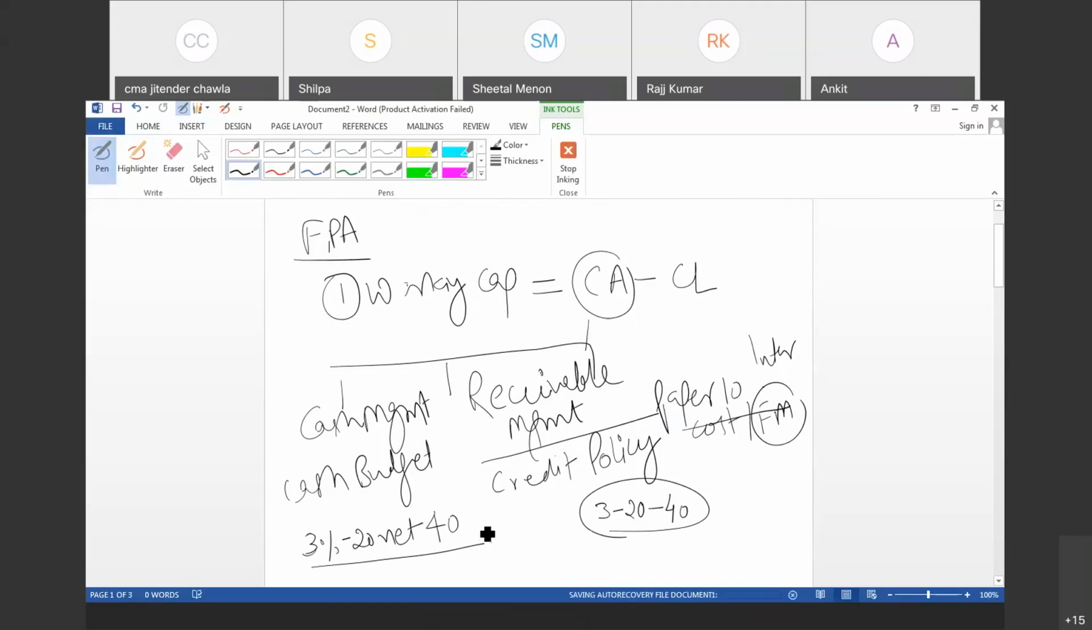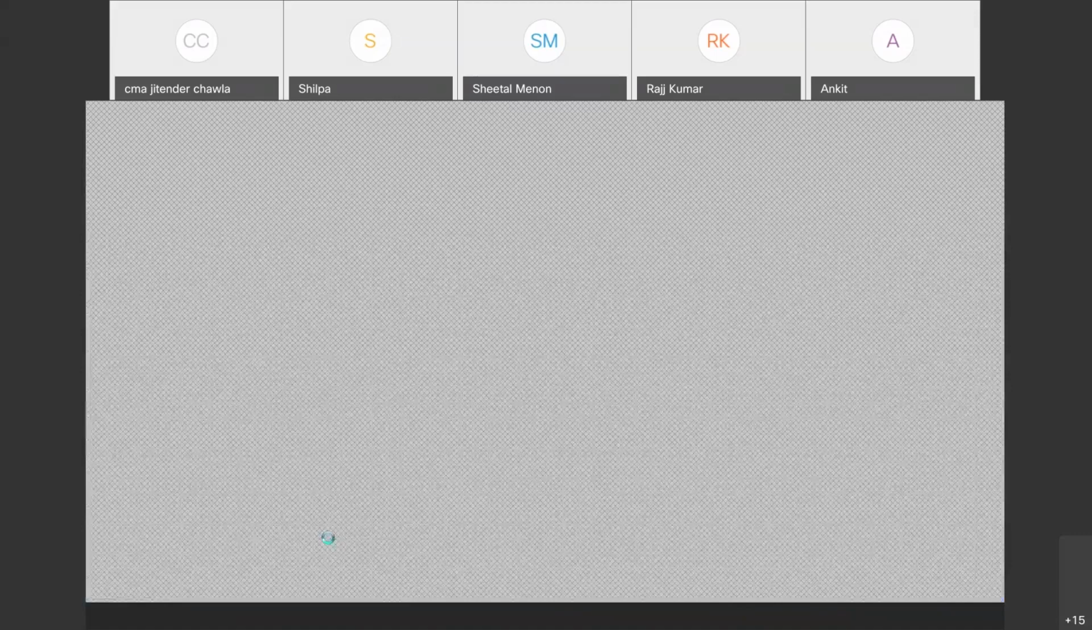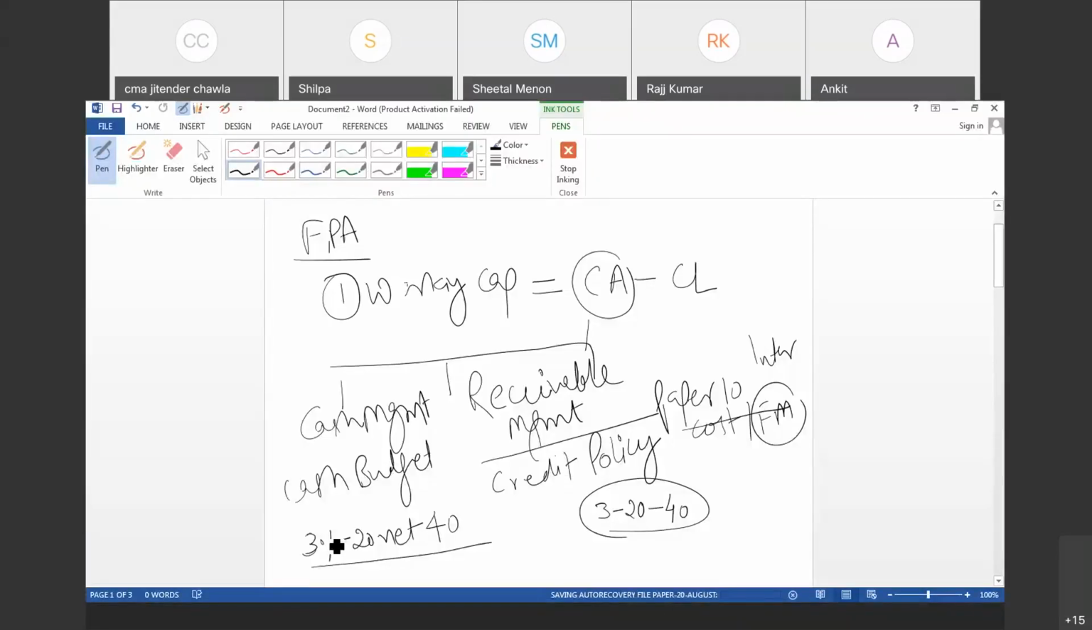3% discount is provided if the payment is made within 20 days, and the payment should be made within 40 days. If it is paid within the first 20 days, 3% discount is provided. Right. So financial performance analysis deals with, first one, working capital management.